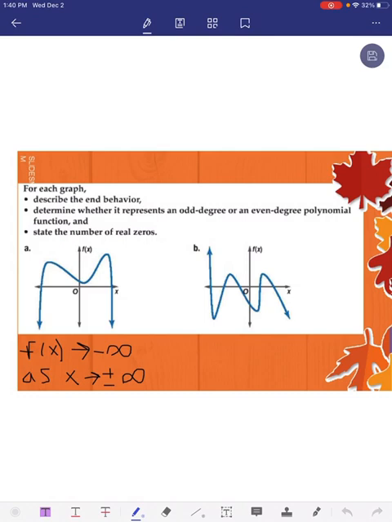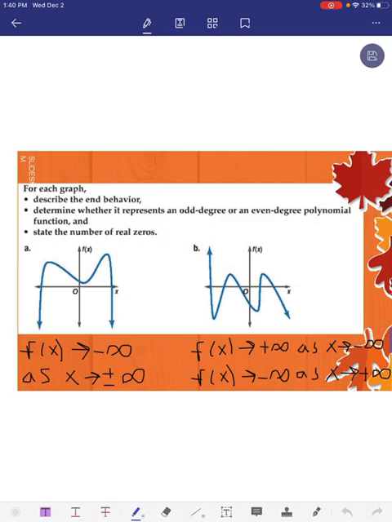Now, for our second one, notice that on the left side, f of x goes towards positive infinity, it is pointing up. So we need to say that it goes towards positive infinity as x goes towards negative infinity. And then f of x on the right side is pointing down, so we say negative infinity as x goes towards positive infinity.